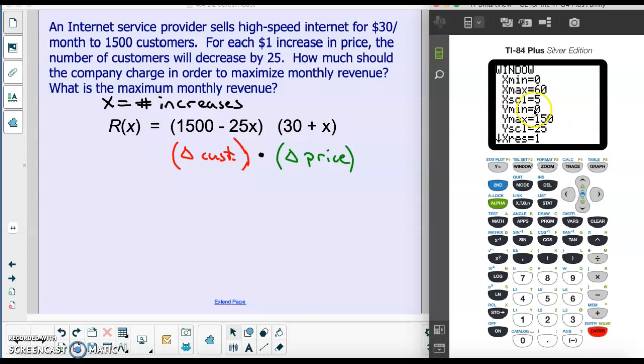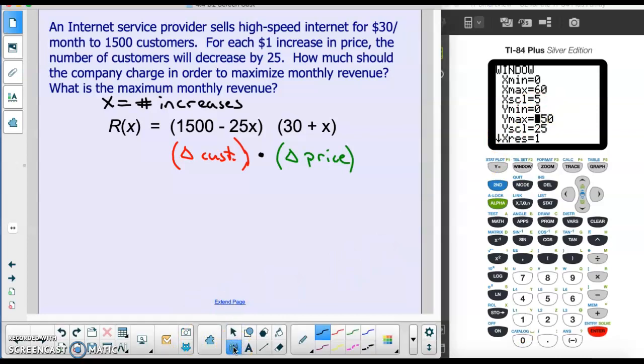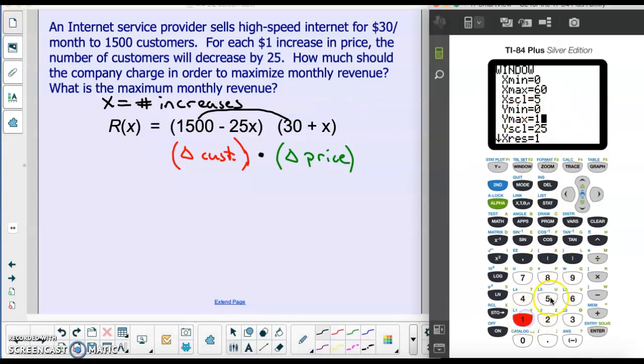And remember, to find the y max, I took what would be the y-intercept. What is 1500 times 30? Now, if you're unsure, watch what happens. I could type in 1500 times 30 right there. And notice it does the math for me, 45,000. Now, that's not what I want for my maximum. That's the y-intercept. That's where it starts.